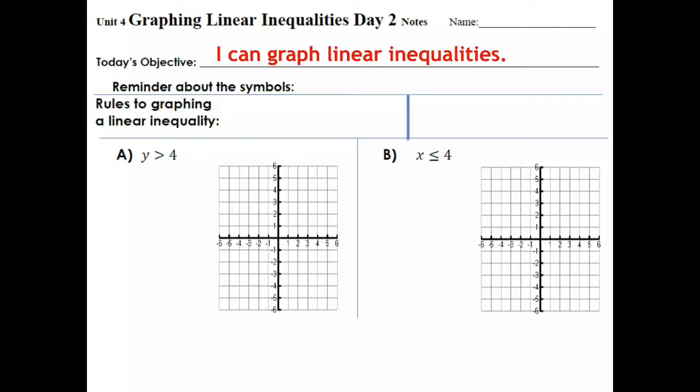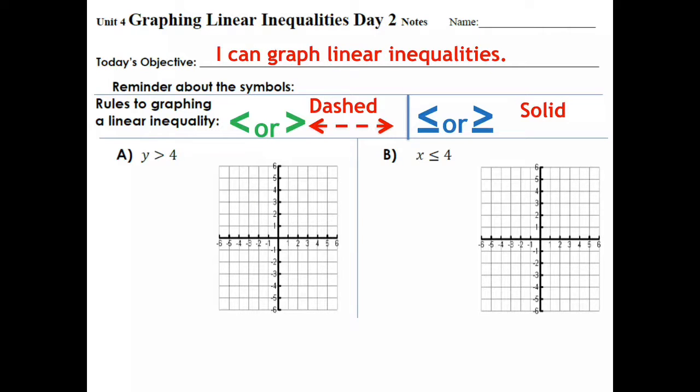Alright, so for the rules of graphing linear inequalities, the first one was less than or greater than. Is this going to be a dashed or solid line if you see these kind of symbols? So these are dashed lines, so they're going to be open spaces in between them. And if you have the or equal to bar, greater or equal or less than or equal to, what does this mean? It means we have a solid line, and a solid line is just like a regular line.